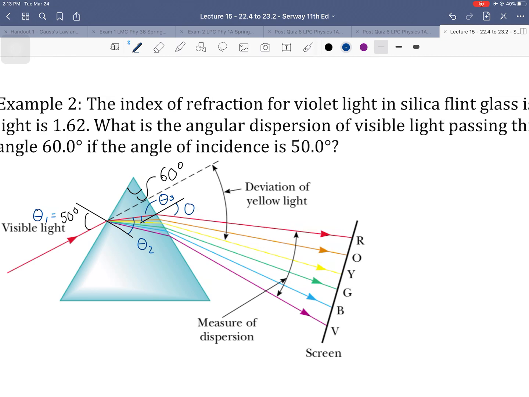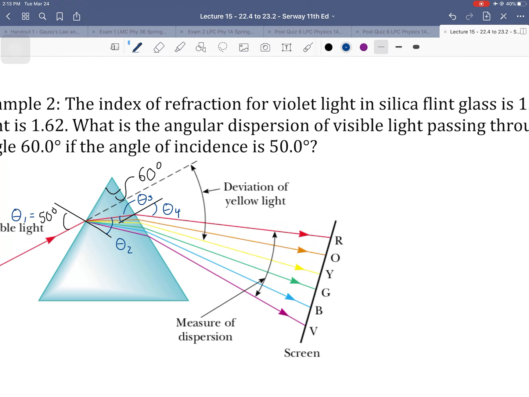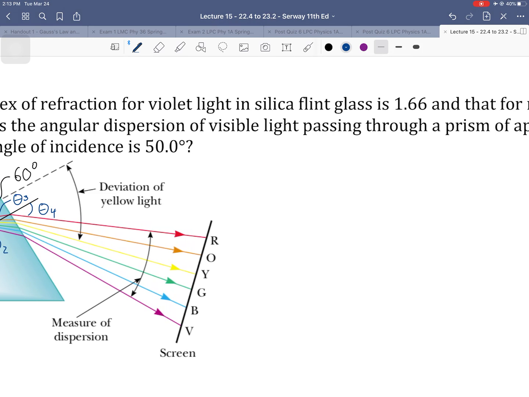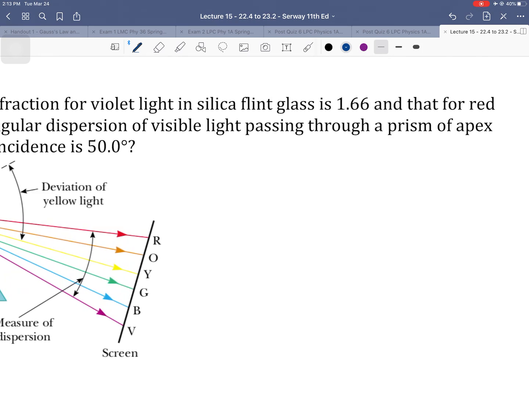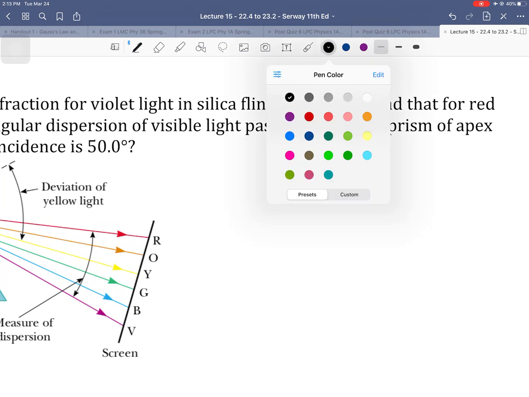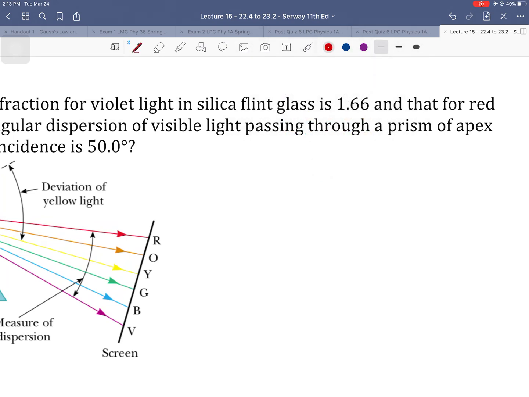And then this one will be theta 4. Okay, so those are our four angles. This is much like the post quiz of light traveling through a prism, because you have refraction both on the way in and the way out. Okay, and so if we set up and think about Snell's law and the geometry involving the apex angle, we would get something like this.